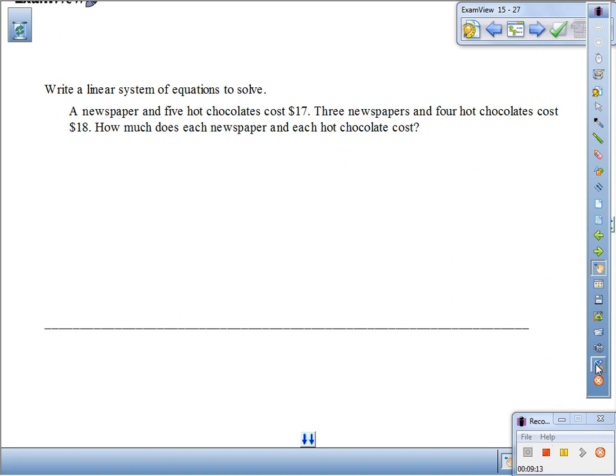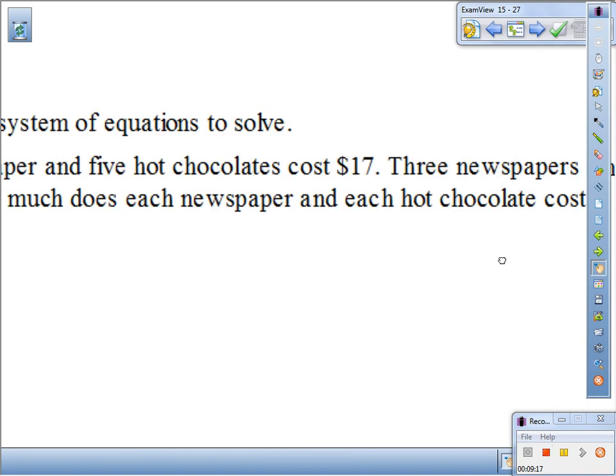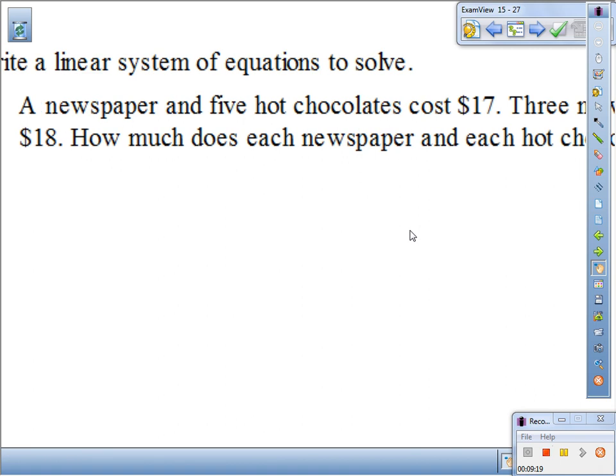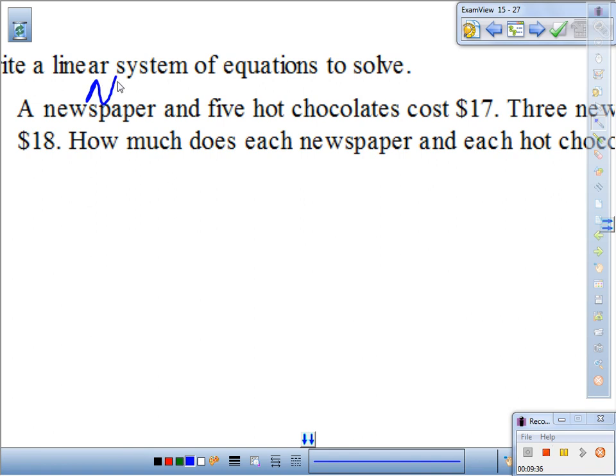So let me zoom in. This one, label it number 15. You don't have to copy the word problem. I'm going to show you how to set it up. So they want us to set up a linear system. Look up, please. What are they talking about? Newspapers and hot chocolate. So what variable do you want me to use for newspaper? And how about for hot chocolate?